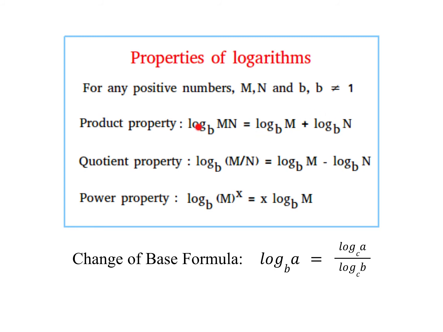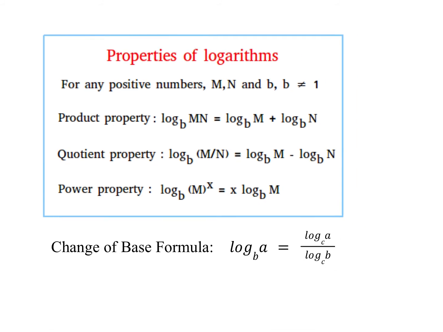So notice that we have the log base b of m times n, the product of m and n. It becomes the sum of log base b of m plus log base b of n. So notice that the bases of both of these logarithms are b, and here m and n are within our individual logarithms.